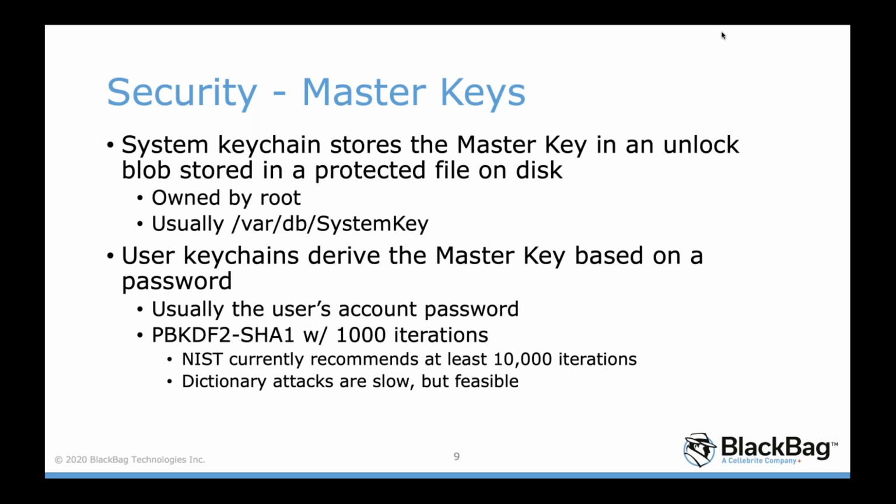that we mentioned previously. Now, in normal operations, that file is owned by root, so you would need to have administrative privileges to read it. But of course, in a full disk image, we don't have to worry about that, so we can go ahead and parse and read the contents from that system key. We parse out the bytes of that file which correspond to the master key, and we can use that to decrypt the keychain file. User keychains work a little bit differently.